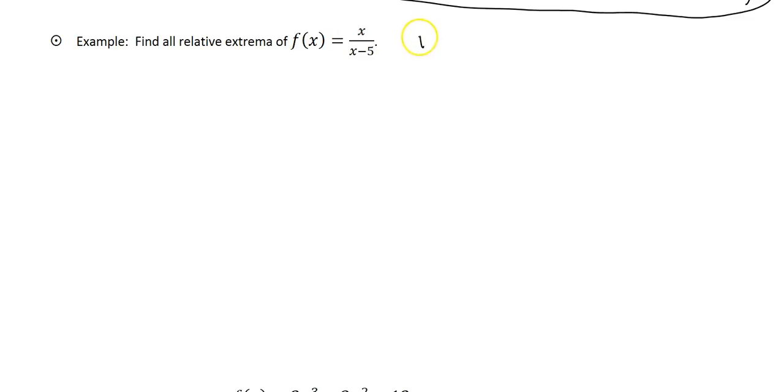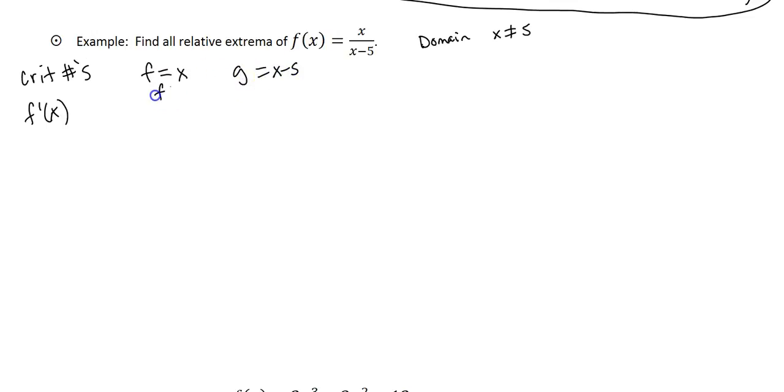So for this one, I'm going to automatically note for the domain x cannot equal 5. So that is going to have to be a boundary point. When we want to find the critical numbers, we need to find f prime of x. So here we have to use the quotient rule. So f would be x, and g would be x minus 5. So f prime is 1, g prime is 1.